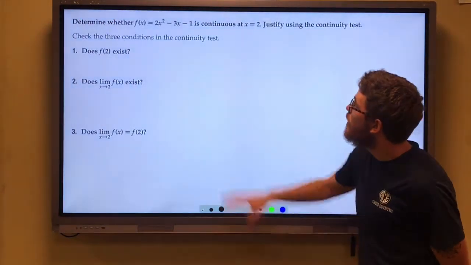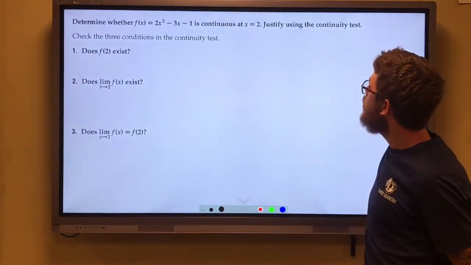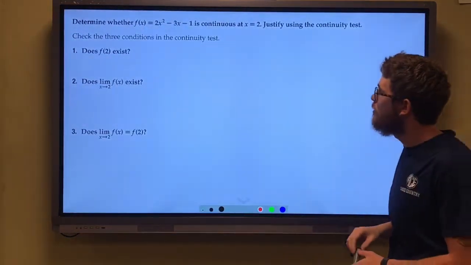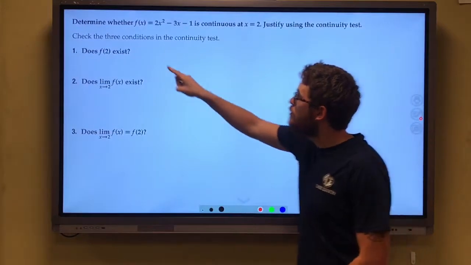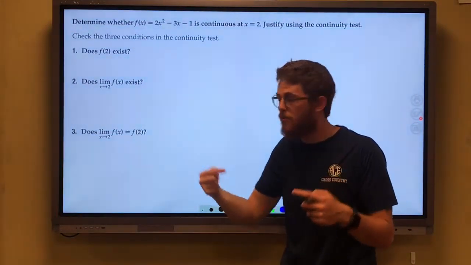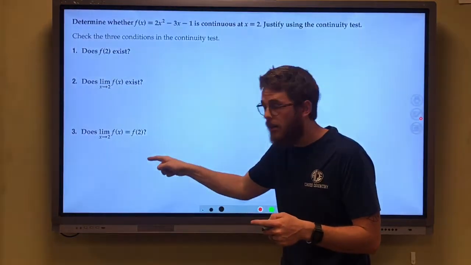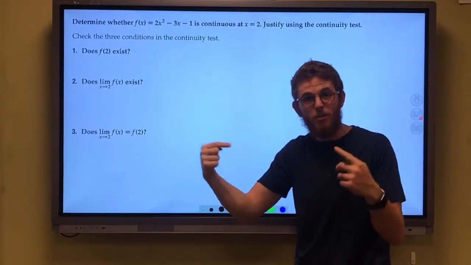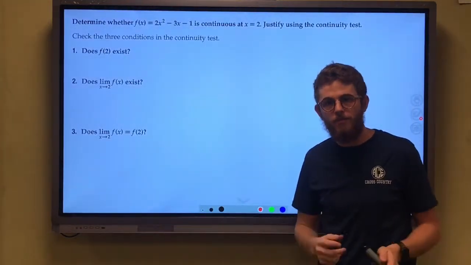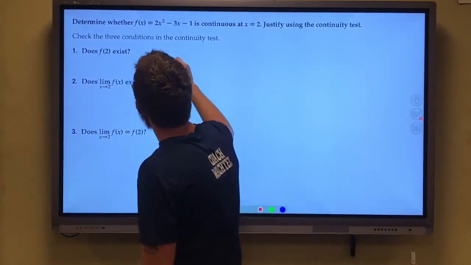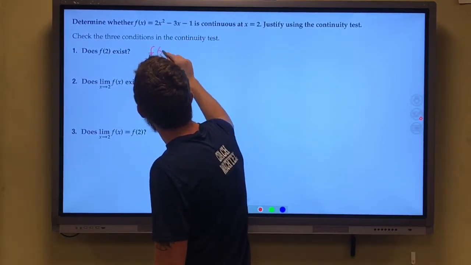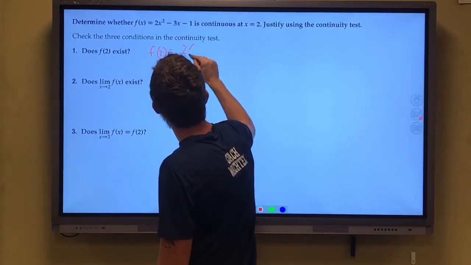So looking at this, we have this function here, and we want to know, is it continuous at x equals 2? And yes, we want to use our continuity test. The three things we need to do is we need to make sure it exists, we need to make sure that it's approaching the same value from both sides, and finally, is that value it's approaching from both sides the same value we got out in the first step? So first of all, does f of 2 exist? Well, we're going to plug in 2 for x. f of 2 means we're going to plug in 2 for x.